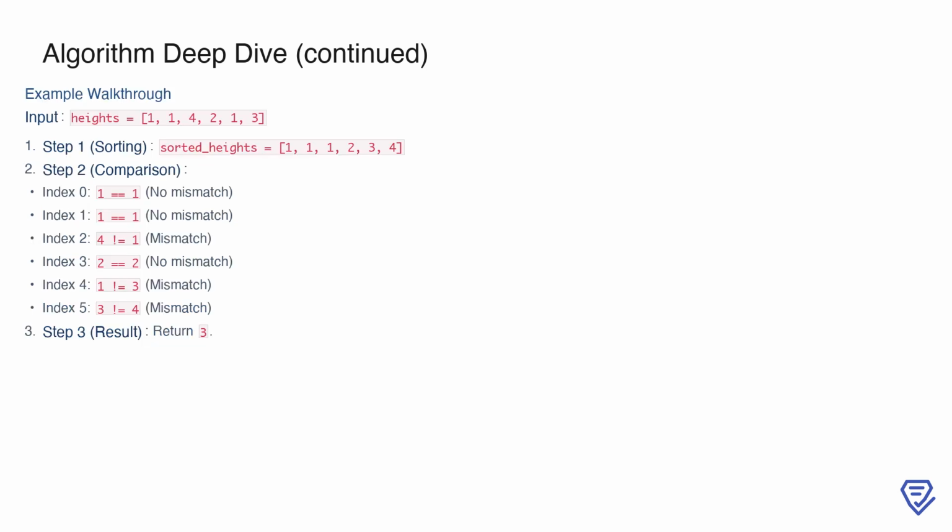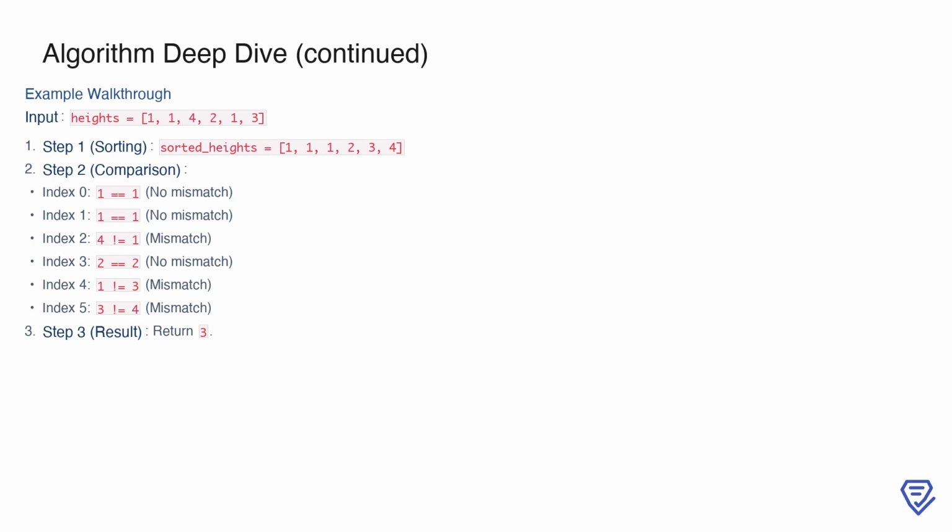To better understand the algorithm, let's walk through an example. Given the input heights equals [1, 1, 4, 2, 1, 3], the first step is to sort the array, resulting in sorted_heights equals [1, 1, 1, 2, 3, 4]. Next, we compare the two arrays, index by index. At index 0, both values are 1, so there's no mismatch. The same is true for index 1.